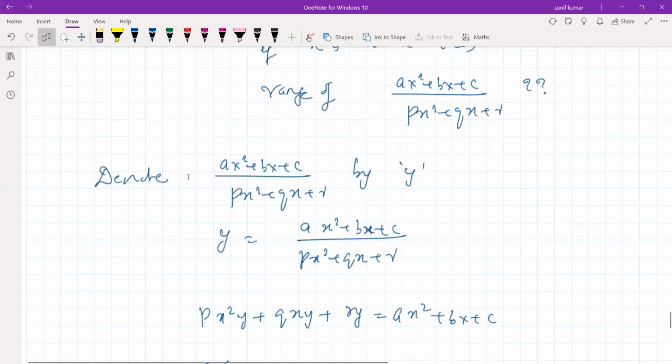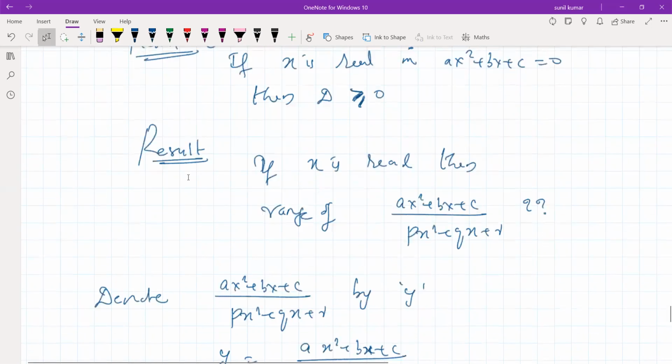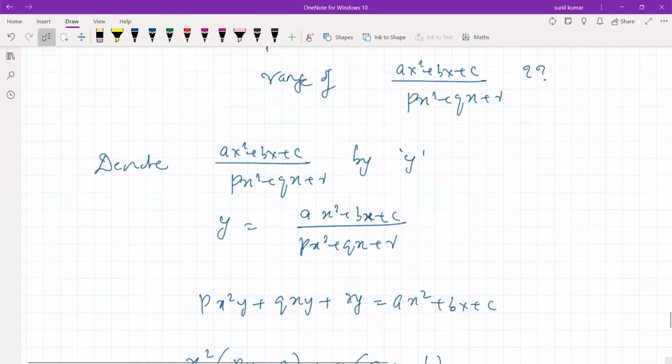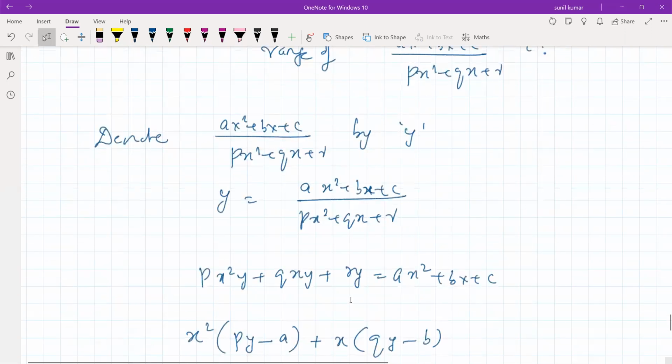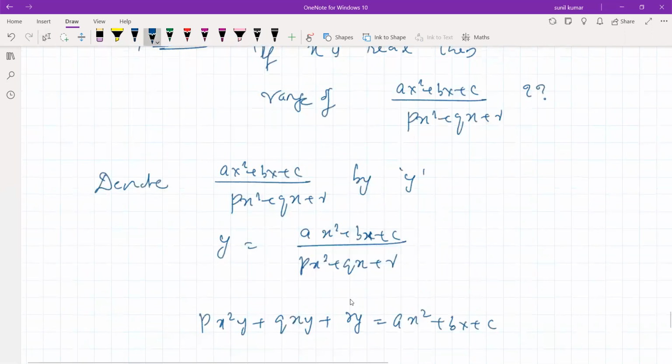What we are doing, if x is real, then we are going to find out the range of ax square plus bx plus c divided by px square plus qx plus r. So we are going to denote this expression by y. Then what we want to find out is the range of y only. Range of y means range of this.